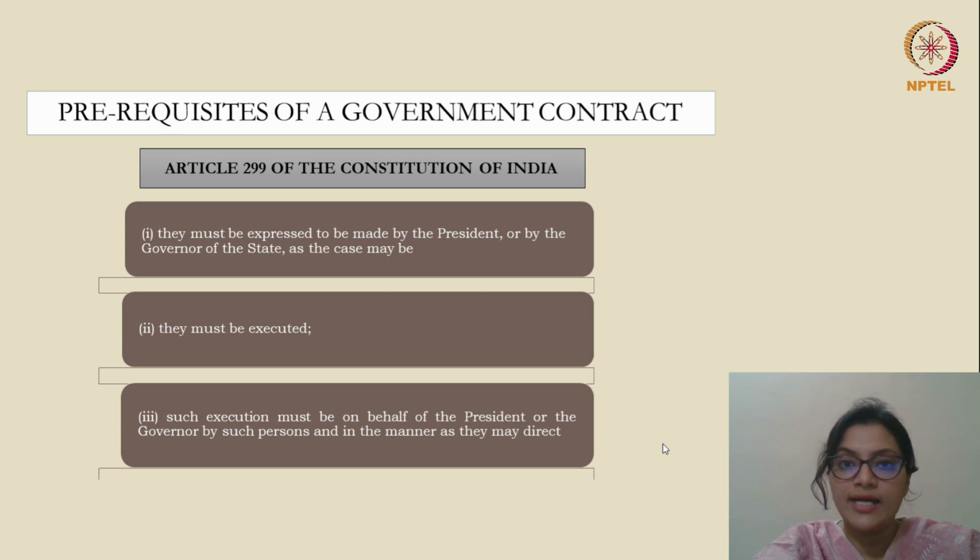In the subsequent slides, with the aid of different judicial decisions, we will try and see what the finer aspects of Article 299 are and how Article 299 has been interpreted. So, we will be learning a lot more about the formation of government contracts with the help of a few case laws.